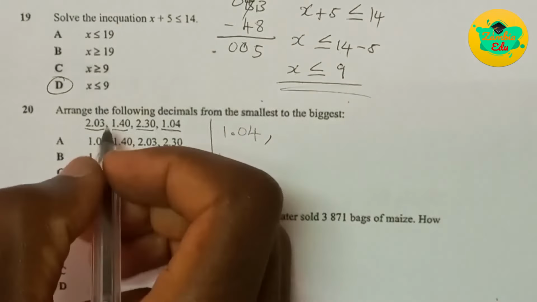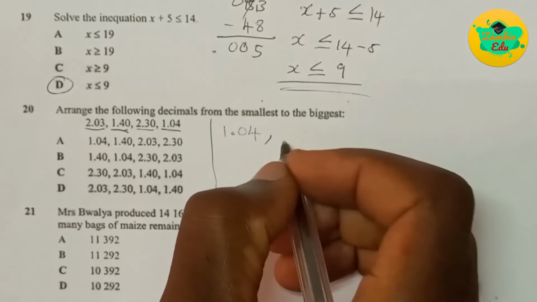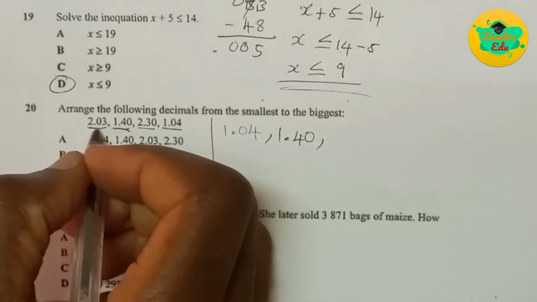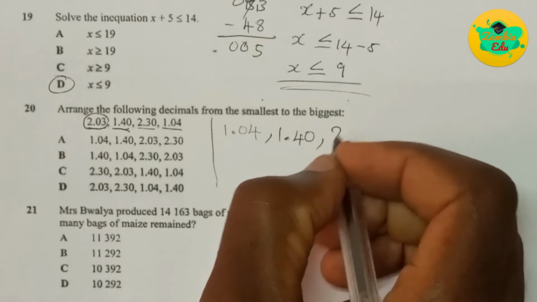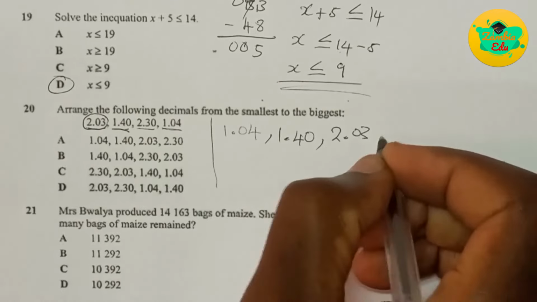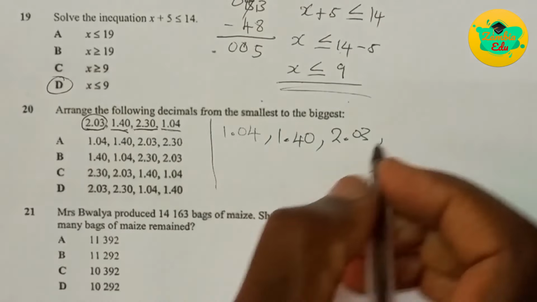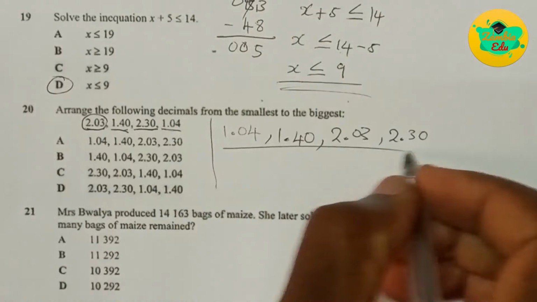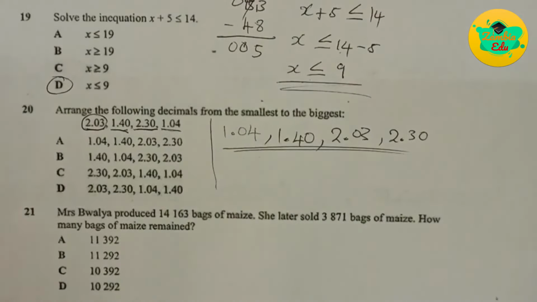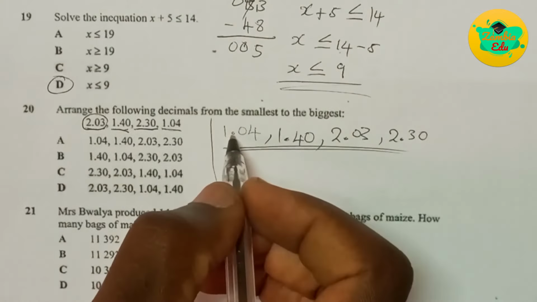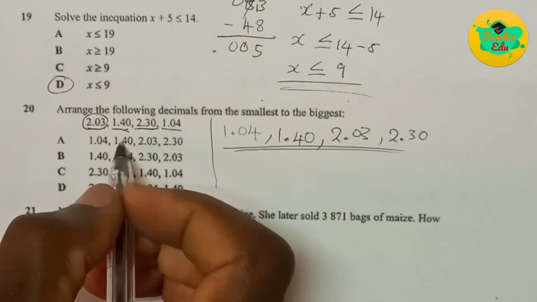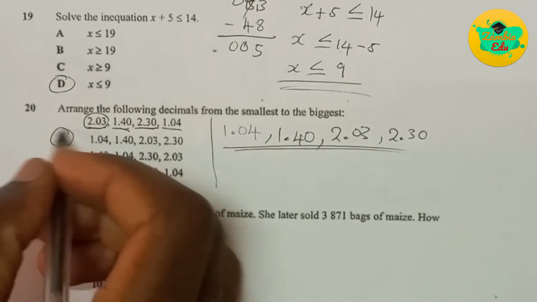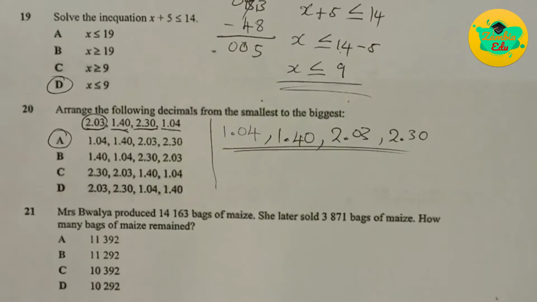Then the second smallest, we come to 1.40. Then we come to 2.03, and the last one is 2.30. So that's the answer we are looking for, from smallest to the largest. So 1.04, then 1.40, 2.03, 2.30. That's A, and A is our answer.